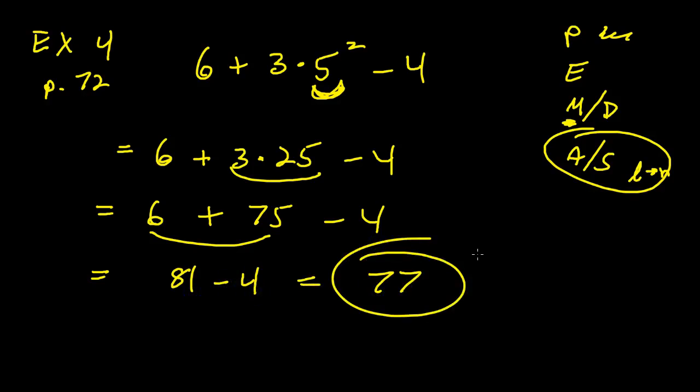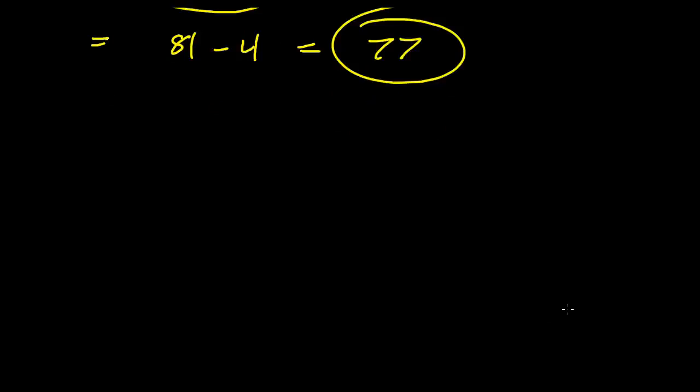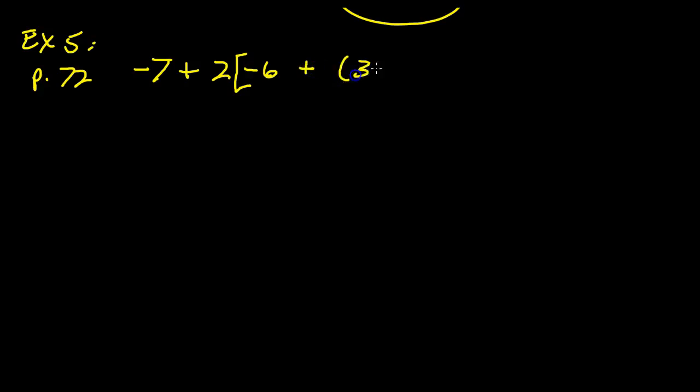All right, that's example 4, page 72. Let's look at example 5. That's also on page 72. This one's a little nastier. Copy it right. Minus 7 plus 2 times bracket minus 6 plus parentheses 36 divided by 3 squared.